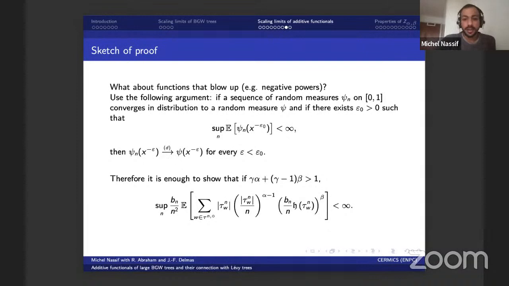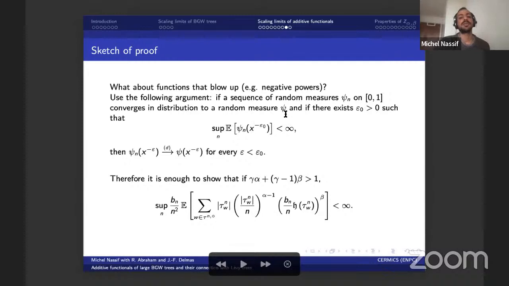So how do we get from continuous functions to functions that may blow up, for example, negative powers? The idea is to work in a proper space of measures and to prove some tightness result. The type of argument that we use is that if you have a sequence of random measures which converge just in distribution to some random measure psi, where convergence in distribution means when testing against continuous and bounded functions, and we want to test against functions that are no longer bounded, right? They can explode at one point.